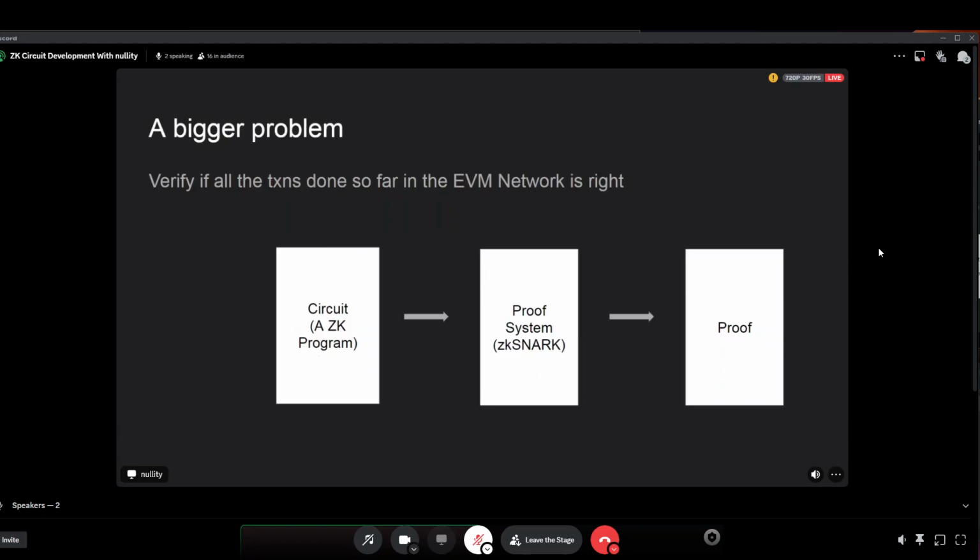So just to recap, a circuit is just a ZK program that you write to generate a proof using a proof system. And that proof system, which uses zkSNARKs, is made up of IOPs and PCS. PCS, we use it to hide values. So these are polynomial commitment schemes. And IOPs are interactive oracle proofs, which obviously interact with the prover and the verifier. They go to and fro to get us the proof. So I hope that's clear, and I'm not going too fast or too slow.